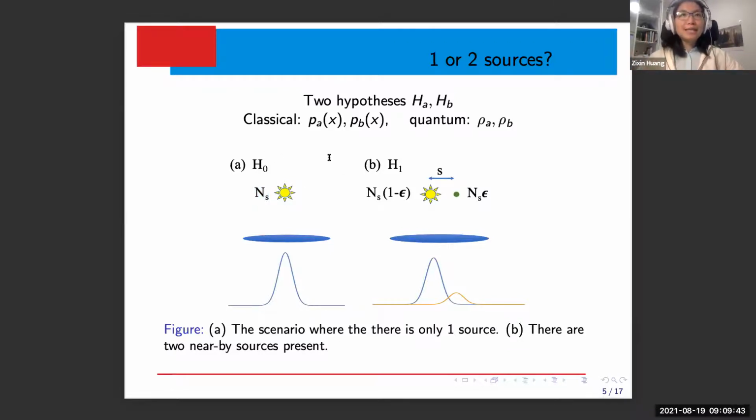So of course, classically, if you're looking at a photon distribution on the image screen, this is what it will look like for H0, and for H1, you have something that's a big peak next to a smaller peak coming from the planet. And of course, quantumly, these two would correspond to two different quantum states. So we are trying to distinguish between these two probability distributions classically, or these two quantum states quantumly.